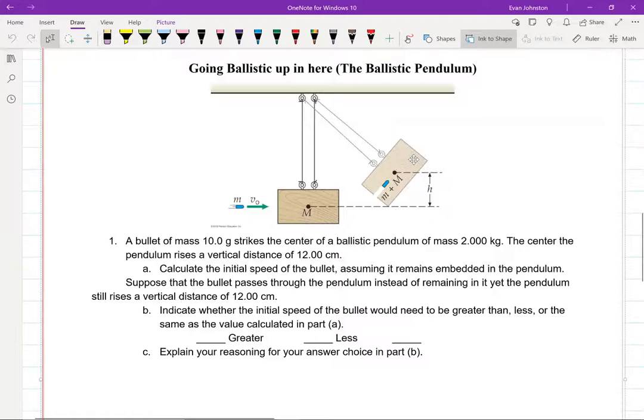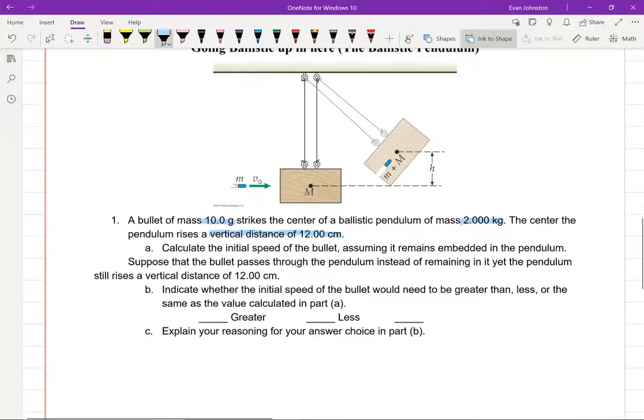Looking at it, we have a bullet of mass 10 grams that strikes the center of a ballistic pendulum of mass 2 kilograms. Already, that's kind of a drag. We have differing units here. We will have to convert those so that they're in the same units, so they're both in kilograms. The center of mass of the pendulum rises a vertical distance of 12 centimeters. Okay, great. Part A is asking us to calculate the initial speed of the bullet. What's the initial speed that it was moving before it hit, assuming it remains embedded in the pendulum?